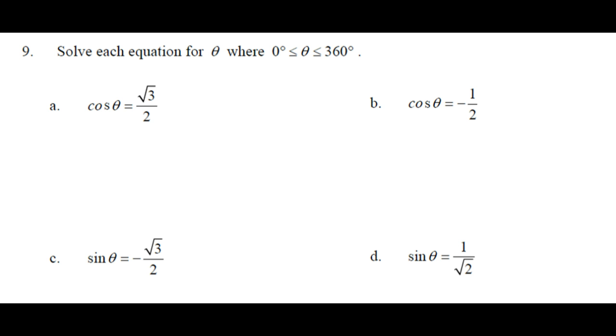So what you want to do is look on your unit circle and say where cos theta is √3/2, which is where the x coordinate is √3/2. So what's the answer? Okay, so you just look at the unit circle, you're looking for an x value of positive root 3 over 2. It happens at 30 degrees and 330 degrees, right?